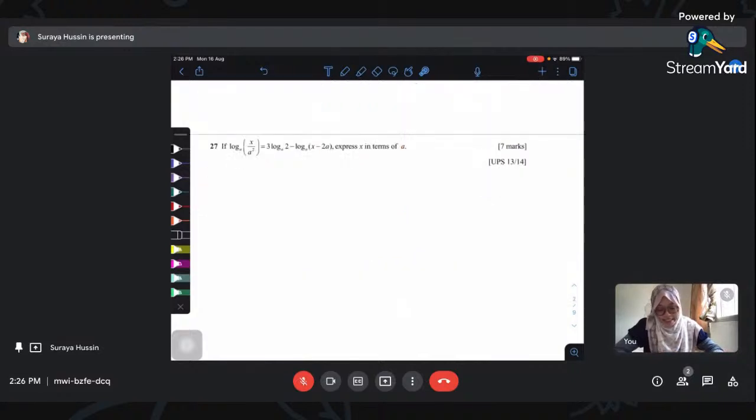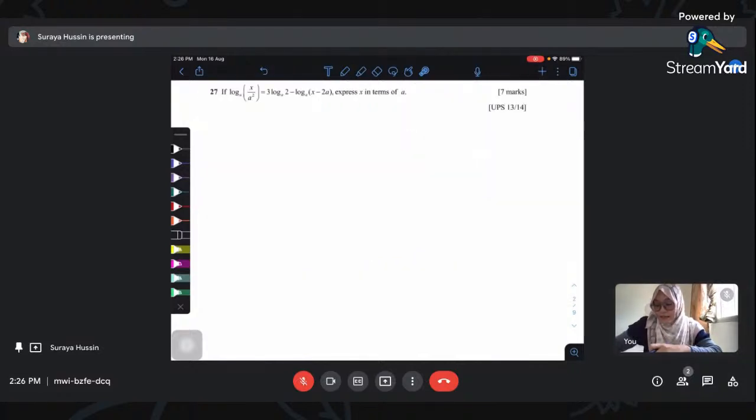Okay, now let's go to the second soalan. Soalan seterusnya adalah mengenai 27 ya. Ramai sangat buat soalan ni. So now saya terus ke step seterusnya ya.